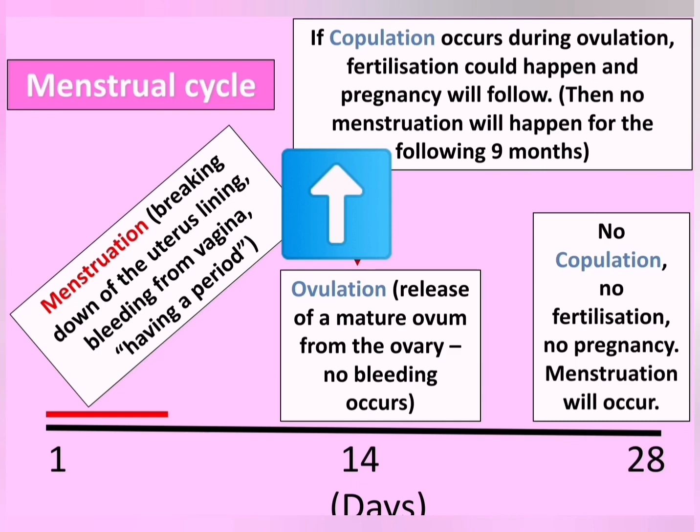Now, if copulation or intercourse occurs during ovulation, when there's an ovum available, fertilization could happen and pregnancy will follow. Then obviously menstruation is not going to happen for the following 9 months, which means a girl does not have her period when she is pregnant. But if copulation does not occur, the girl does not have intercourse, you're obviously going to have no fertilization, no pregnancy, and then she will have her period like normal.